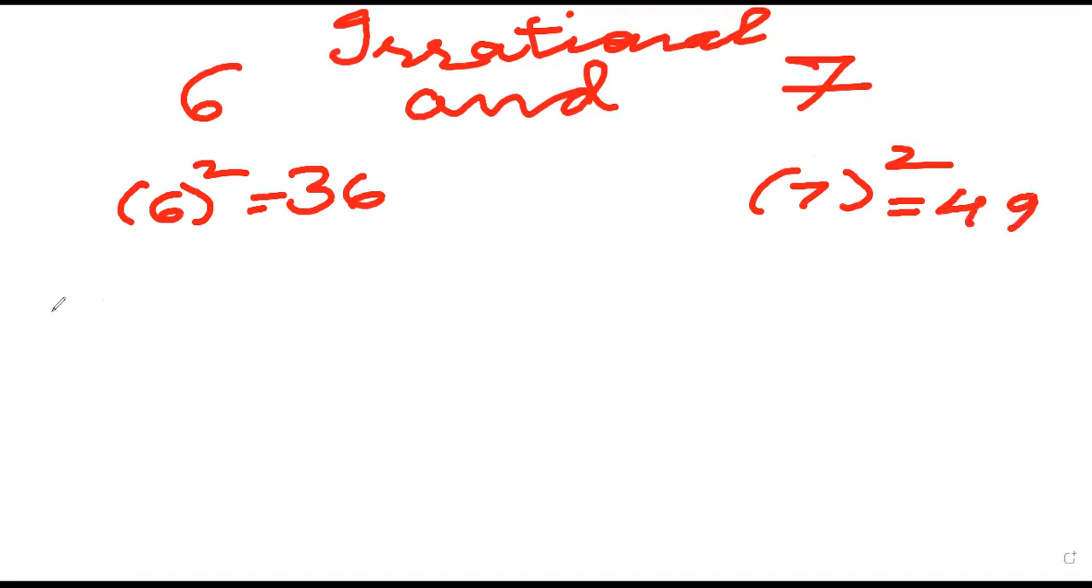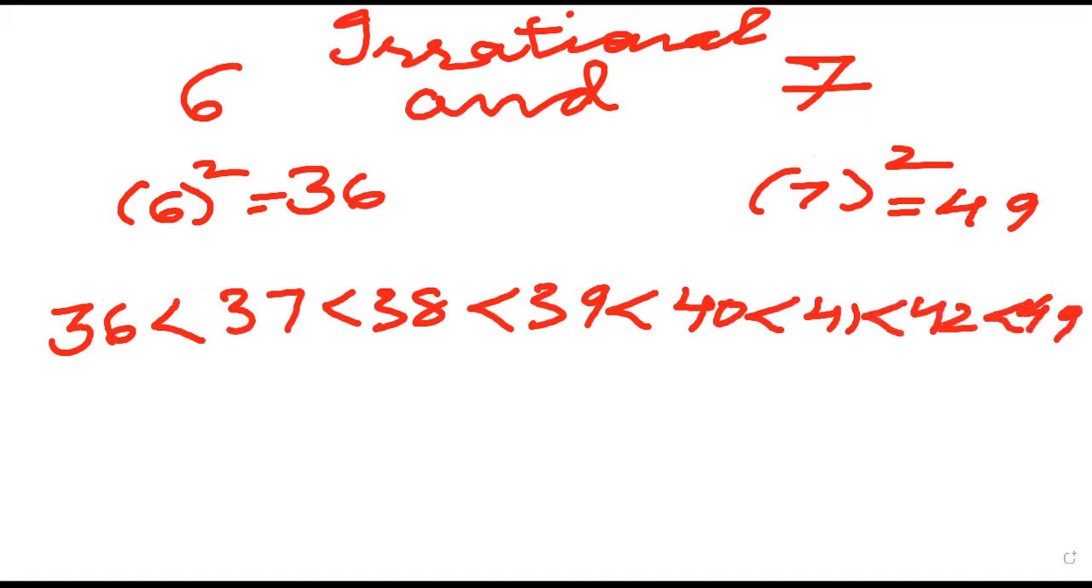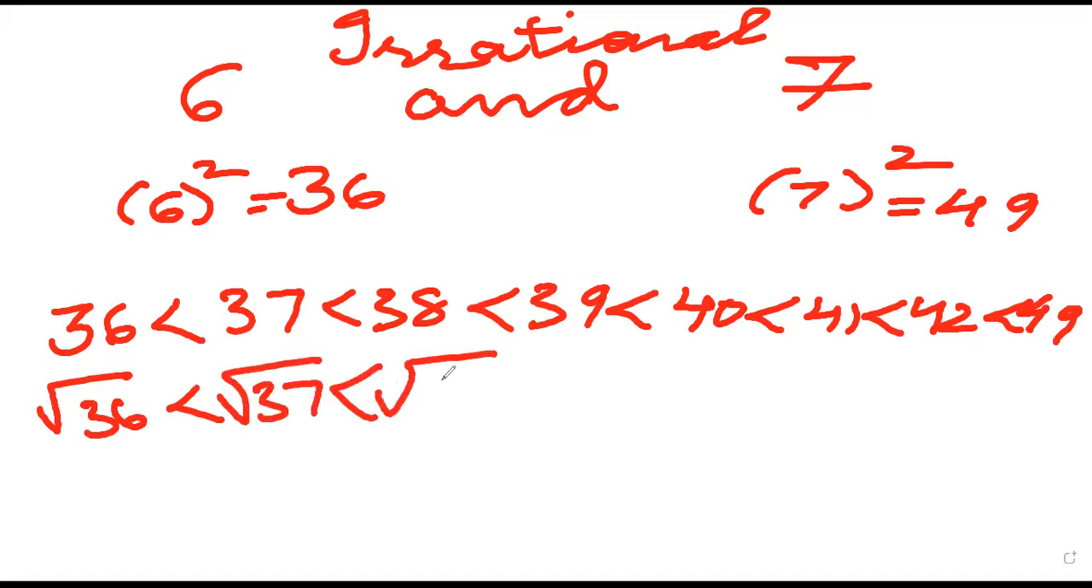49. The numbers, you can find so many numbers between 36 and 49. Can you tell me the numbers? 37, 38, 39, 40, 41, 42. You want more, you can write. I'm taking only these many. So these are less than 49. Now, next step is to take the square root of all the numbers.